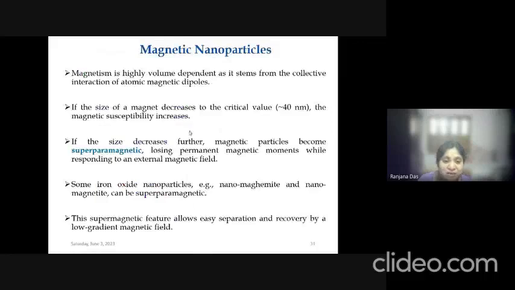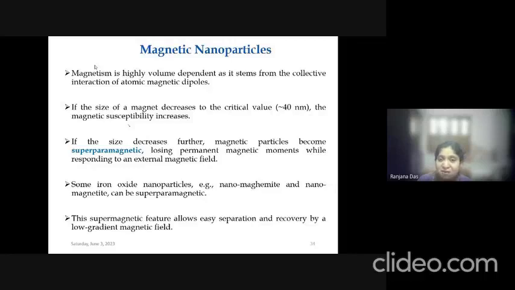Then the magnetic nanoparticle. I have just mentioned the magnetic nanoparticle in dendrimer, and how it can be used. The same effect is also there for magnetic nanoparticles. What is a magnetic nanoparticle? We know the magnet, but what is the magnetic nanoparticle? We know magnetism, so how is it developed?